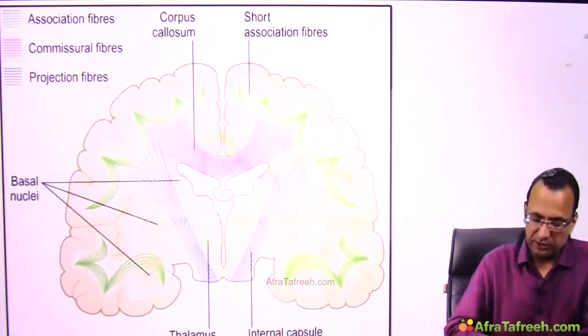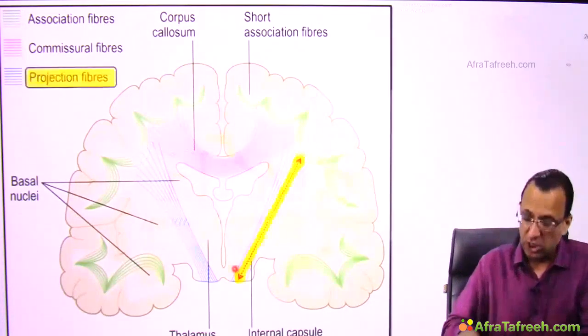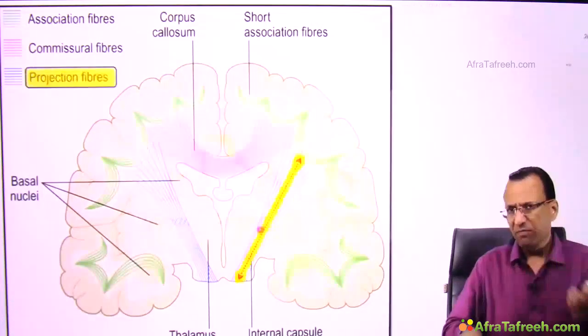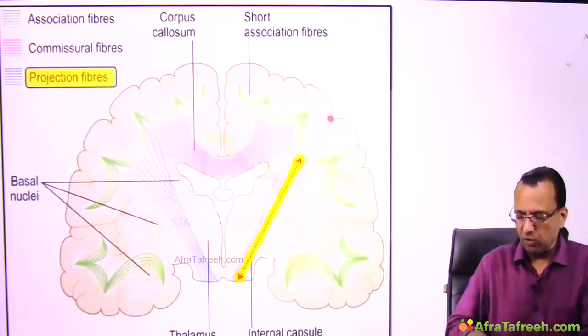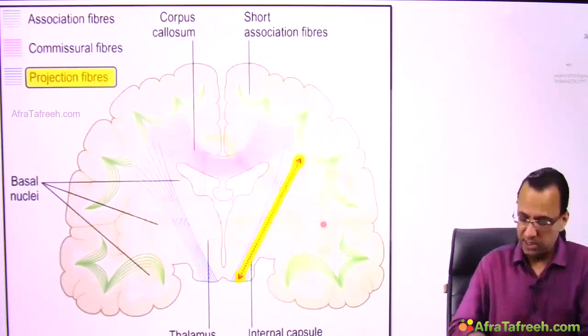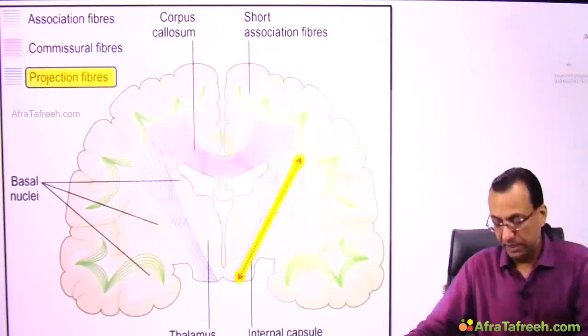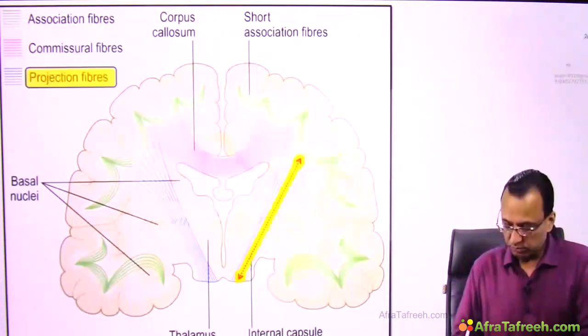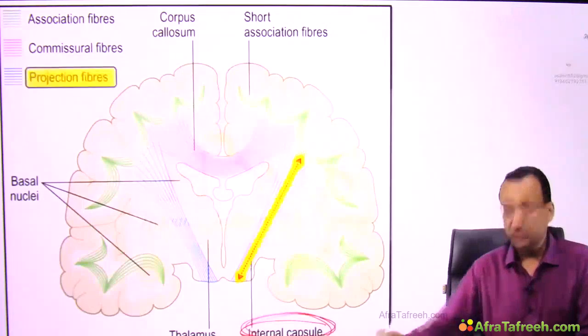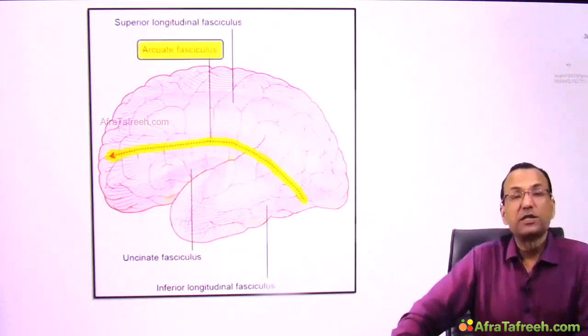And what about the projection fiber? If you remember, we have already discussed projection fiber, internal capsule, which is connecting the higher brain center with the lower brain center and vice versa. If you remember, it was dividing the basal ganglia into two parts, laterally lentiform, medially the caudate. So that is some projection fibers. Internal capsule, you see.